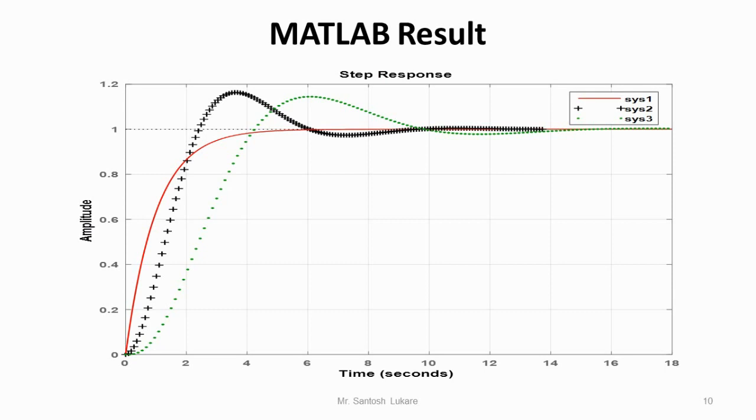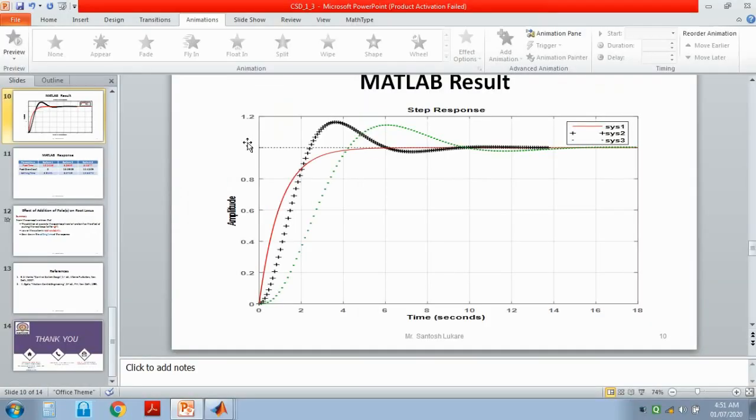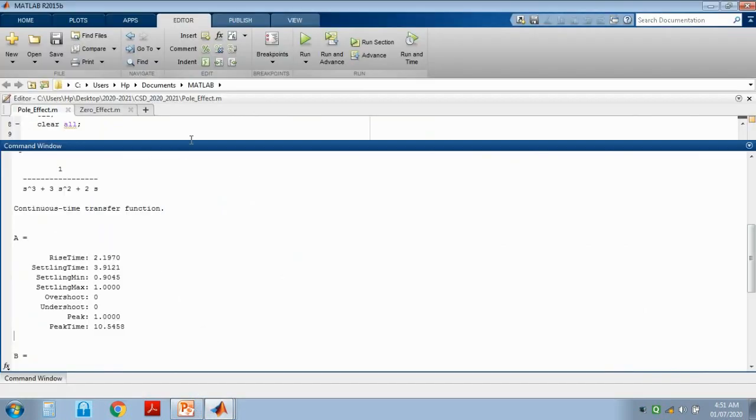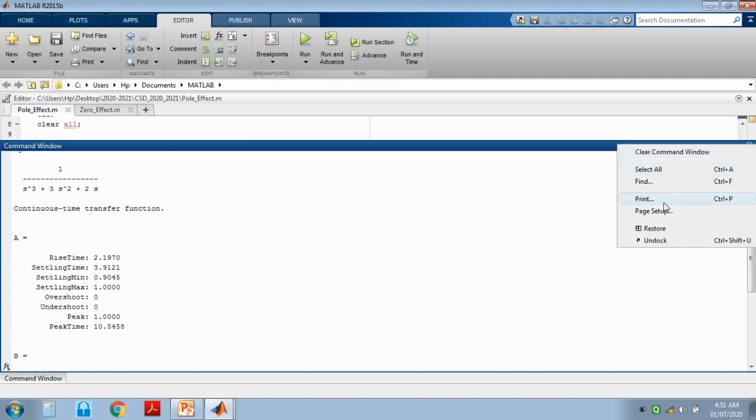So before switching towards MATLAB, I have to close the presentation. Okay, so I have a MATLAB editor window in front of me. Let me minimize the output first.